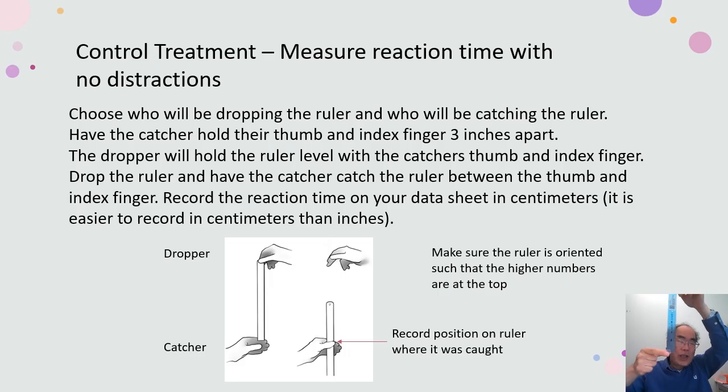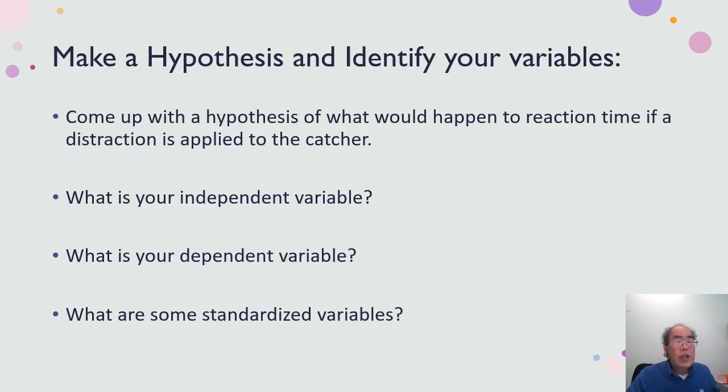Okay, if the ruler drops and falls all the way through, record that as 33 centimeters. Okay, don't record that as 0, because a recording of 0 means you caught it right here. No, if it falls all the way through, record it as 33 centimeters and put a star next to it so I know that it fell through.